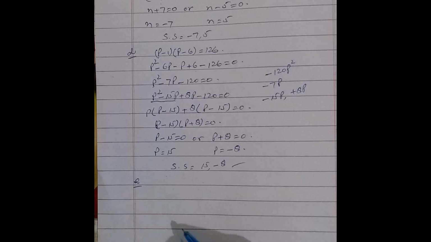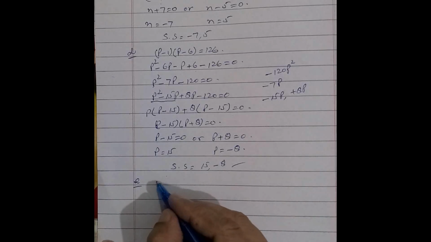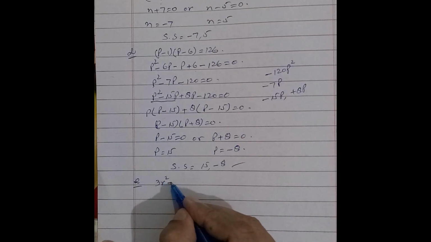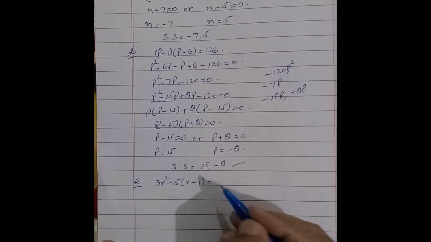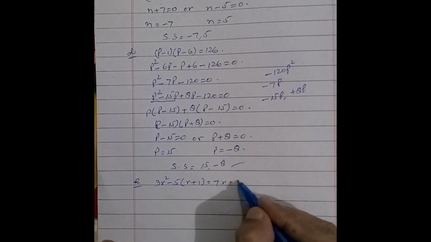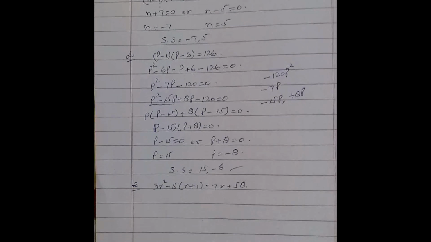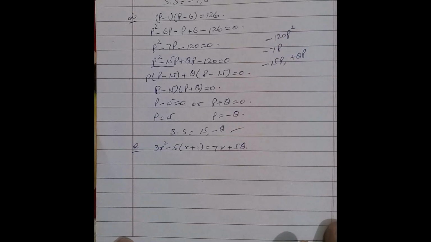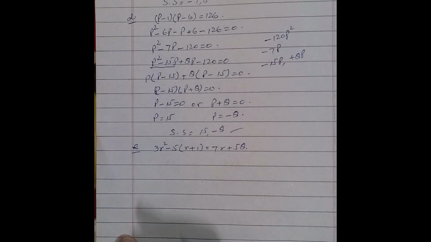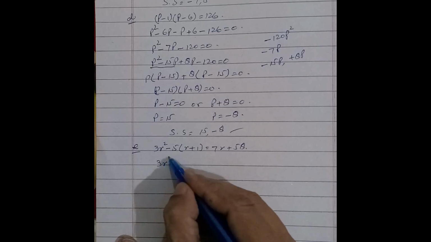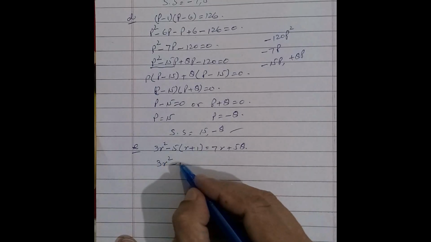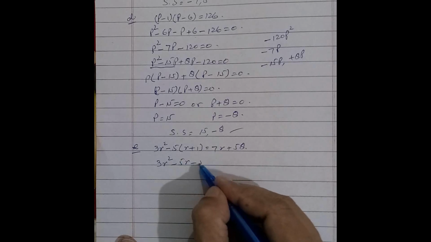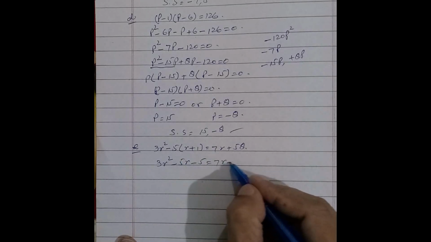Next, we have 3r square minus 5(r plus 1) is equal to 7r plus 58. Now we simplify these values and convert it into a standard quadratic equation. It is 3r square minus, we multiply 5 with r plus 1. It is minus 5r minus 5 is equal to 7r plus 58.